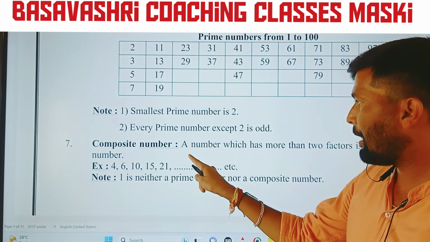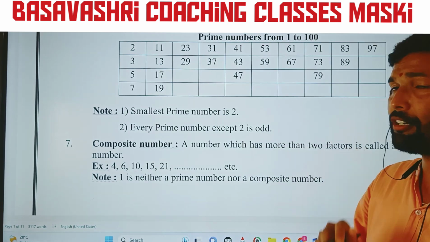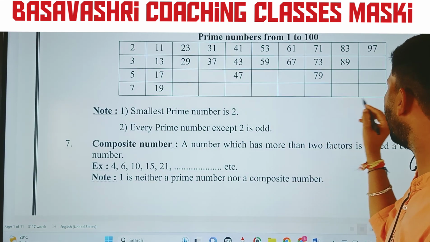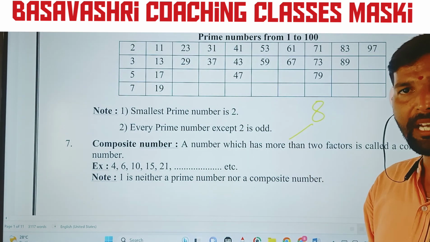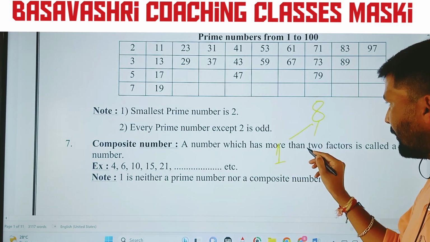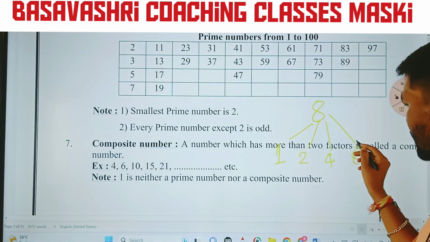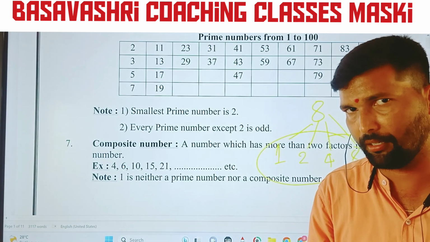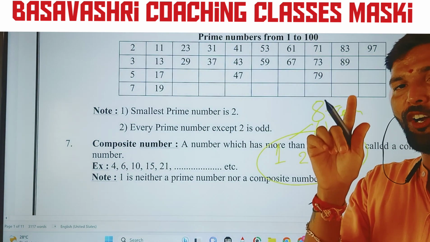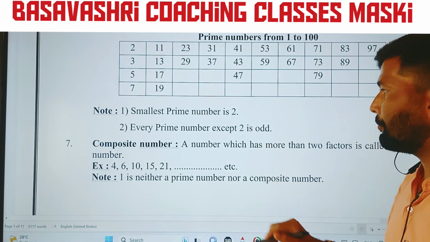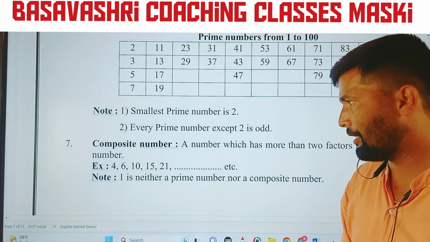A composite number has more than 2 factors. For example, just now we studied 4. Now take 8. For 8, how many factors do we have? 1, 2, 4, 8. We have 4 factors. That means 8 is a composite number. So a number which has more than 2 factors is called a composite number.